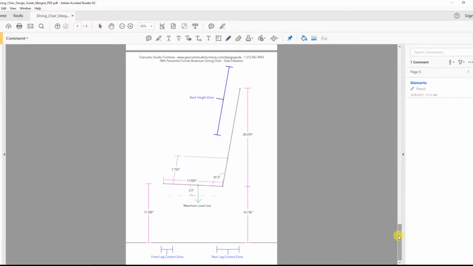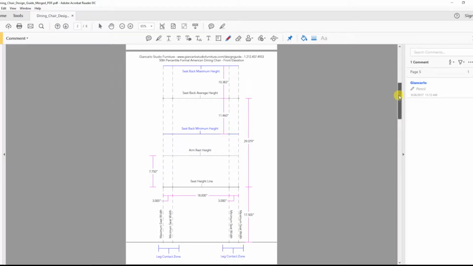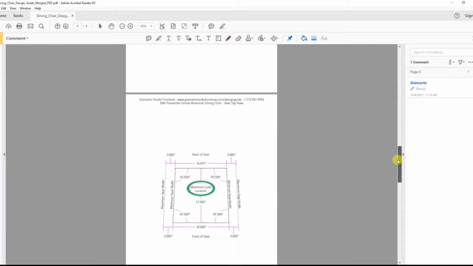The contents of this video, as well as the Dining Chair Design Guide, were developed by Giancarlo Studio Furniture for the 12 Chairs Project. The 12 Chairs Project is a collaborative venture headed by Giancarlo Studio Furniture. This year, Giancarlo Studio Furniture invited 12 designers, architects, manufacturers, researchers, and students to collaborate on 12 unique designs for chairs. This video will explain how to use the Dining Chair Design Guide, as well as the methodology and reasoning behind the dimensions and constraints apparent in the accompanying documents.